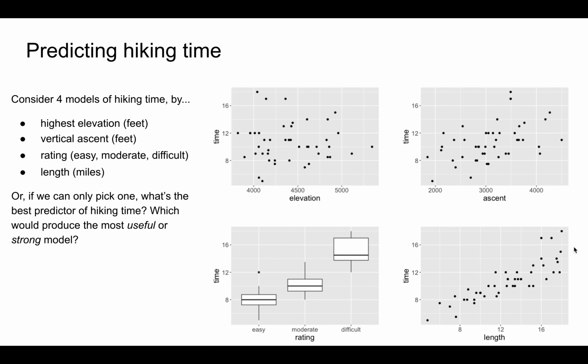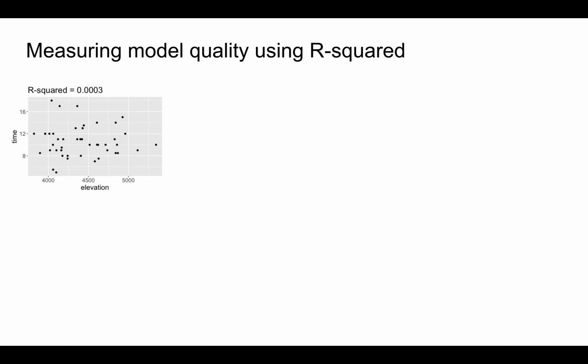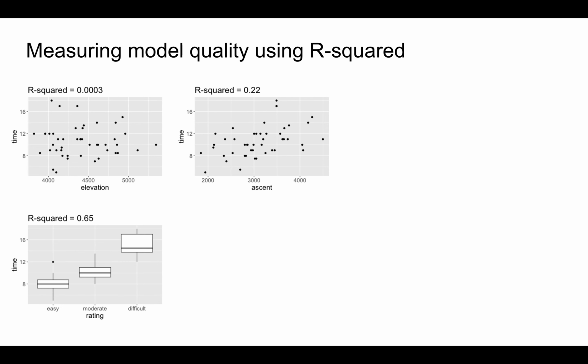Now, evaluating and comparing the strength of our 4 models using these visualizations alone leaves a lot of room for subjective interpretation. As such, we'll typically complement our visual observations of model strength using the R-squared numerical summary. For example, the relationship of hiking time with elevation has an R-squared value of 0.0003. Further, the R-squared is 0.22 for the ascent predictor, 0.65 for the rating predictor, and 0.74 for the length predictor.